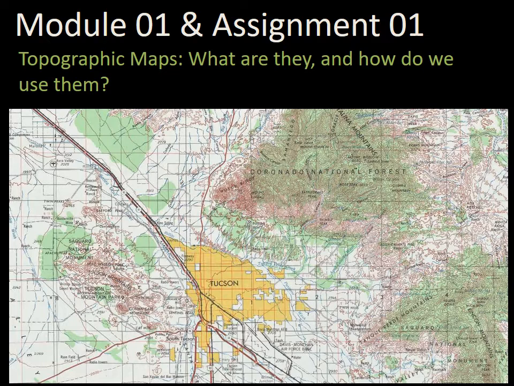So a topographic map, like the one shown here of the Tucson area, is a two-dimensional representation of the three-dimensional shape of the surface of the Earth. It's a clever way of taking the three-dimensional landscape, the shape of the surface of the Earth, and drawing it on a two-dimensional, that is, a flat piece of paper.